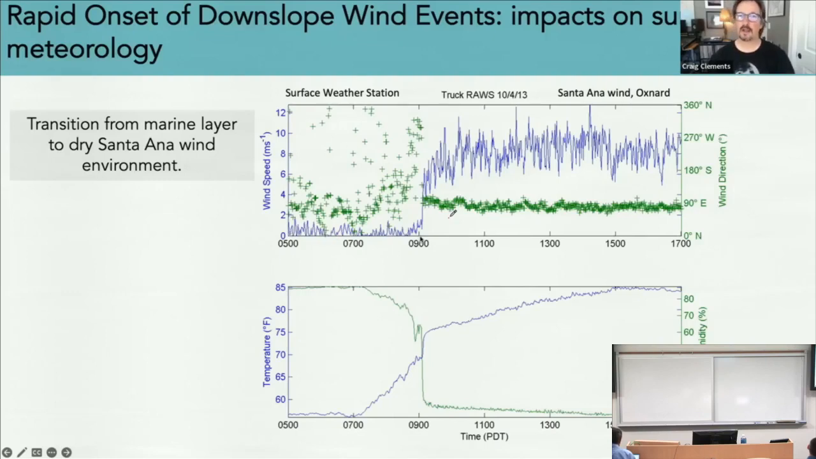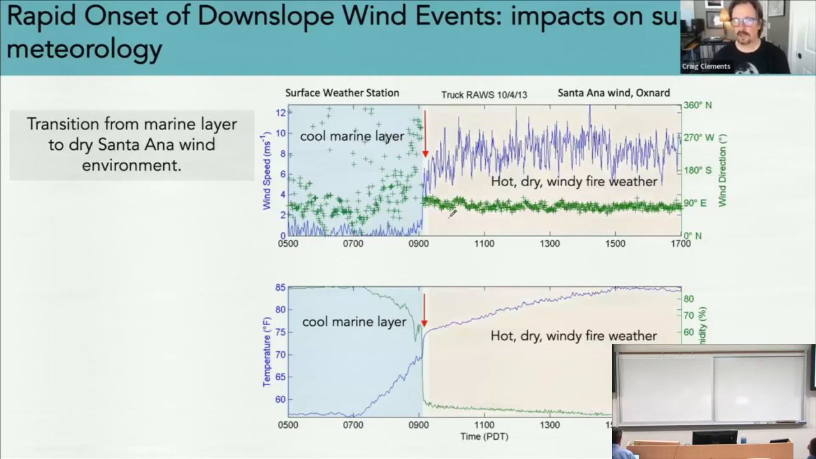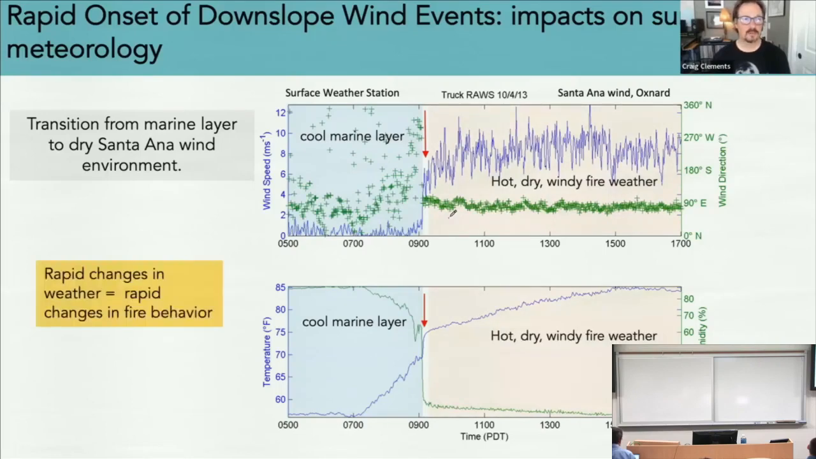And then all of a sudden, just past 9 o'clock, the winds increased in velocity, gusting up to 12 meters per second and higher, averaging about 8 meters per second, totally out of the east. And so that happened right here at the same time. The humidity dropped and the temperature increased about 5 degrees Fahrenheit. So we're going from a cool marine layer environment that's very benign to hot, dry, windy fire weather in a matter of just a few minutes. And so rapid changes in weather can cause rapid changes in fire behavior. And this can happen this quickly. And I don't think people a lot of times realize how fast the weather can change in even benign conditions.